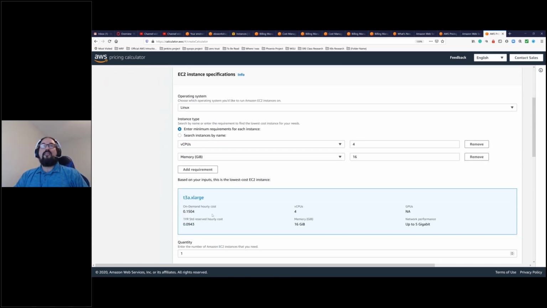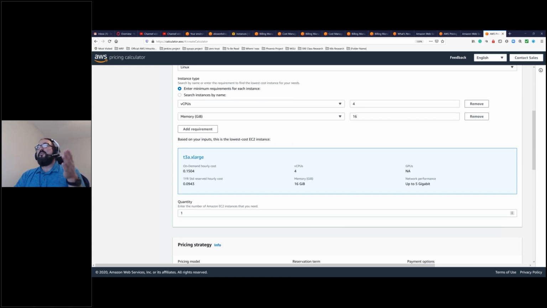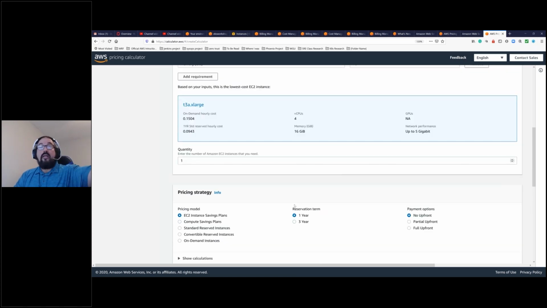This is a T3A xlarge, which is what they're using for the other sample as well. This is a 4 CPU, 16 gig system. How many of those do I want? Do I want to use any of the pricing options?